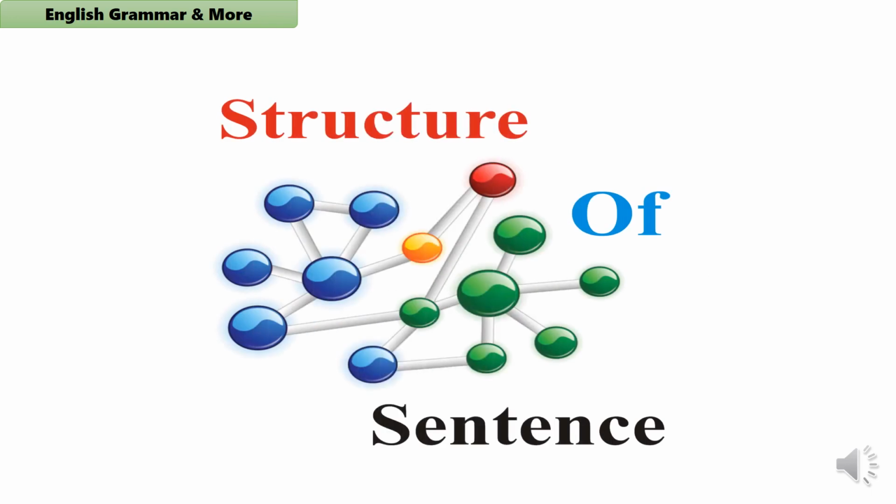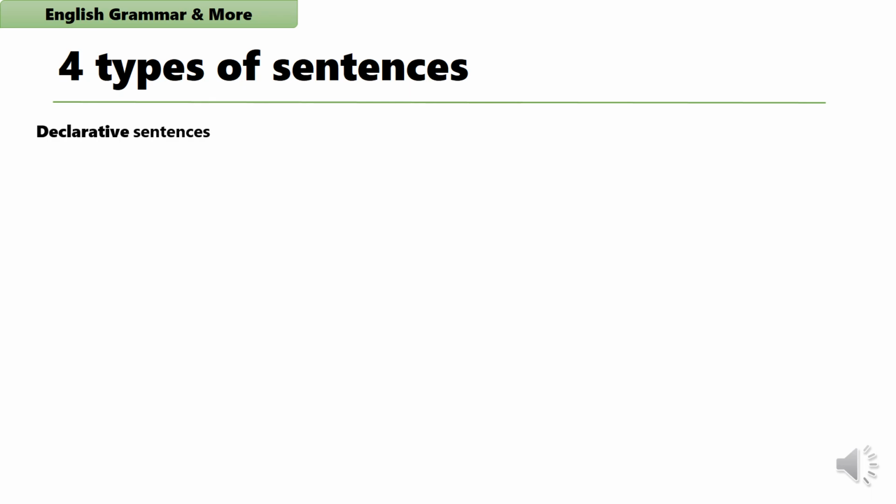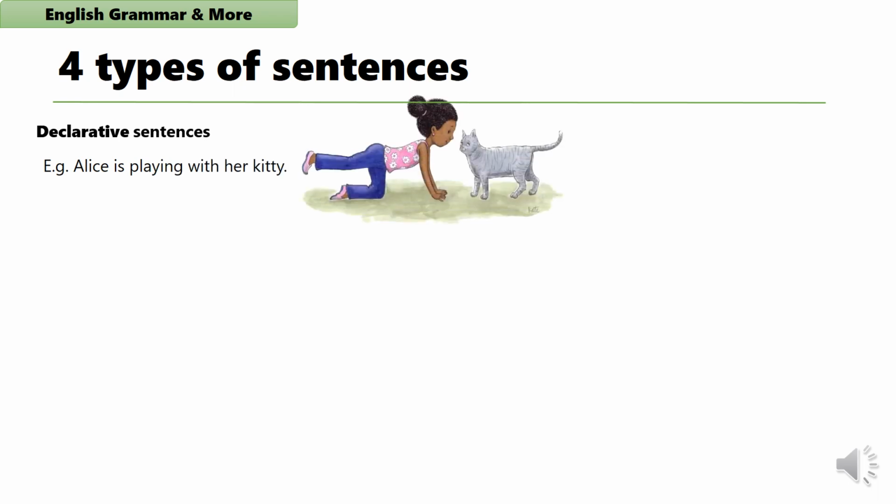In today's video, I will talk about sentence structure in English. In English, sentences can be divided into 4 types according to their mood. One of such sentences are declarative sentences. In declarative sentences, we simply give information. For example, Alice is playing with her kitty.